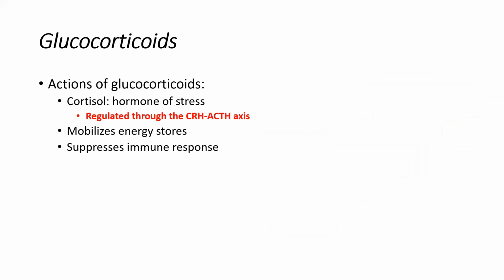So a very similar axis to what we just drew out for the thyroid hormone. And so the feedback loops are going to look the exact same. So cortisol can have a long loop negative feedback onto the hypothalamus to stop CRH secretion, whereas ACTH can have a short loop negative feedback onto the hypothalamus, which can stop CRH secretion as well. Cortisol is going to help mobilize energy stores. It's going to help suppress the immune response. So this is what helps us to regulate stress.